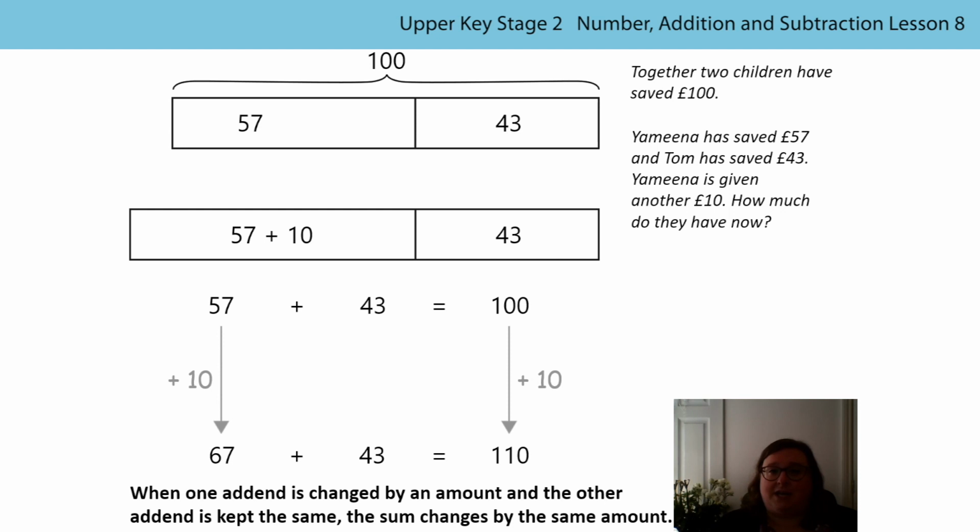When one addend is changed by an amount and the other addend is kept the same, the sum changes by the same amount. What was the change in this case? Yes, that's right. It was to add 10. Was there another method you thought of using? I suppose you're right. I could have done 67 add 43 and recalculated the whole thing, but I don't think that would have been the most efficient way of solving the problem.